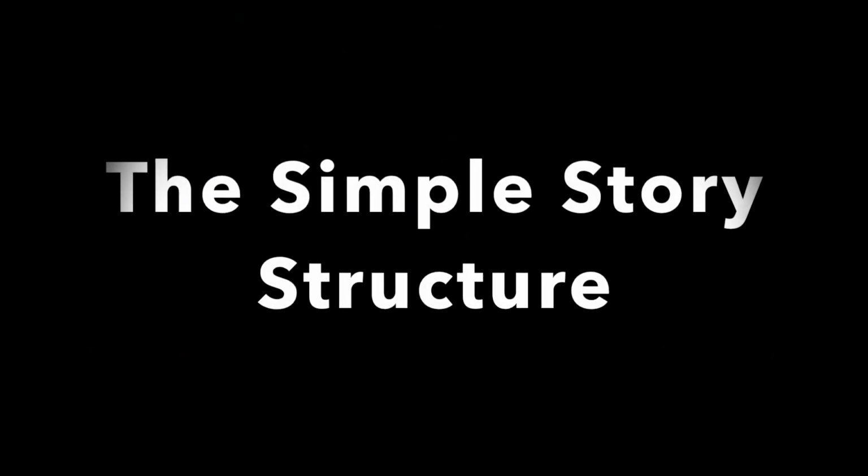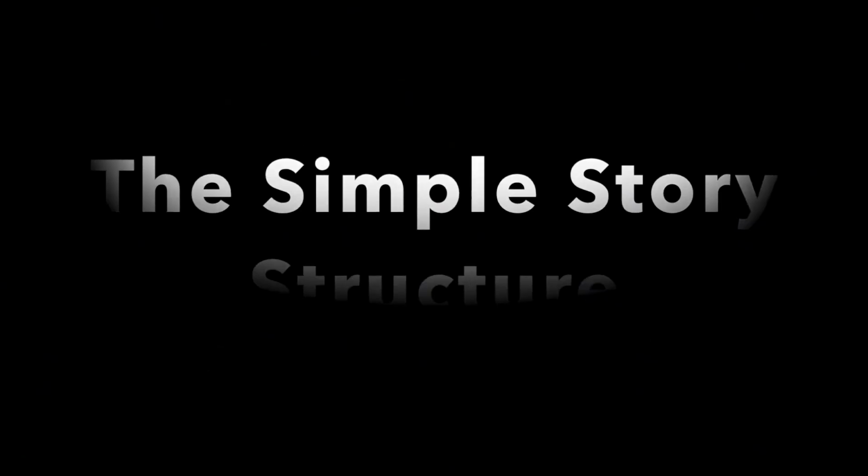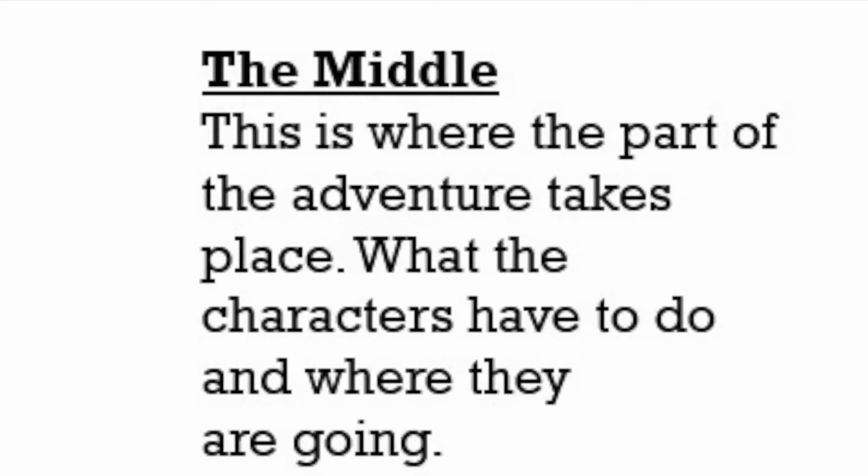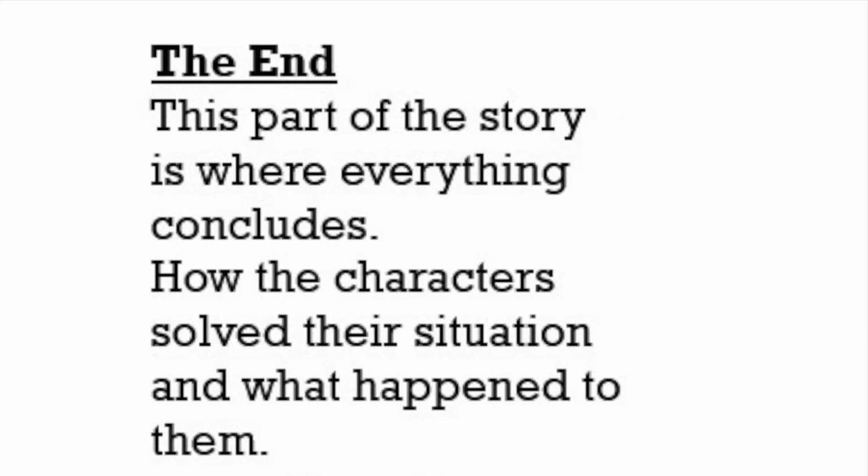The simple story structure. A simple story is made up of 3 parts: the beginning, the middle, and the end. The beginning of the story introduces the characters, where they are, and what's going to happen to them. The middle of the story is where the adventure takes place, what the characters have to do and where they are going. The end of the story is where things conclude, how the characters solve their situation, if they did, and what happened to them.